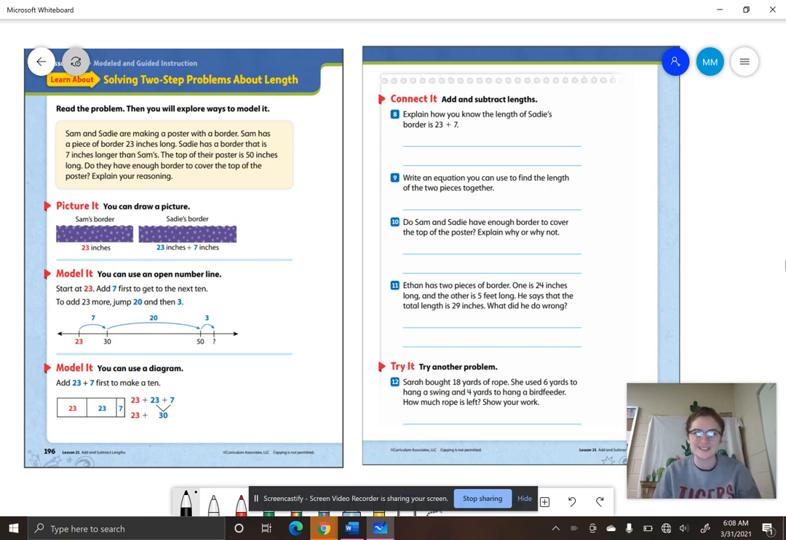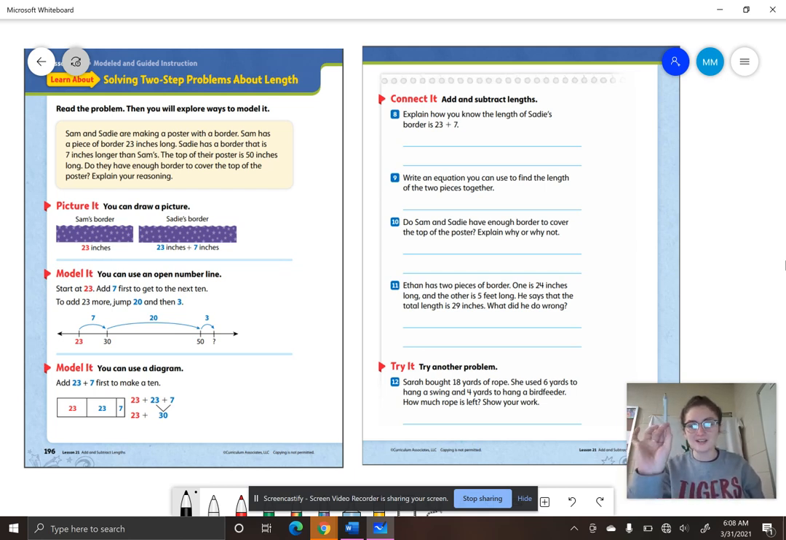Let's get started. All right, our word problem says, Sam and Sadie are making a poster with a border. Sam has a piece of border 23 inches long. Sadie has a border that is 7 inches longer than Sam's. The top of their poster is 50 inches long. Do they have enough border to cover the top of the poster? Explain your reasoning.